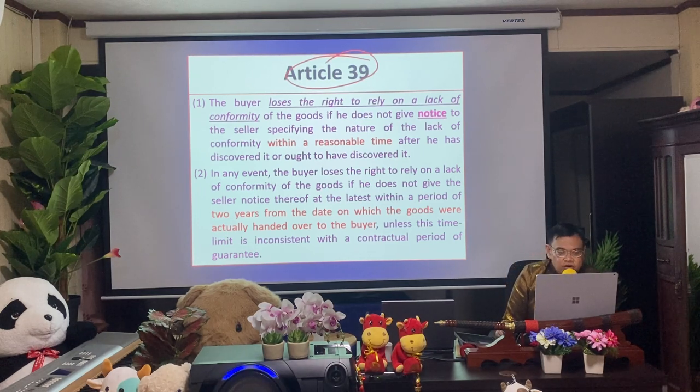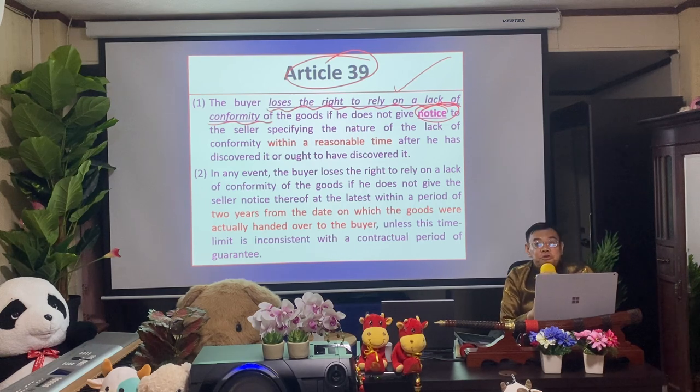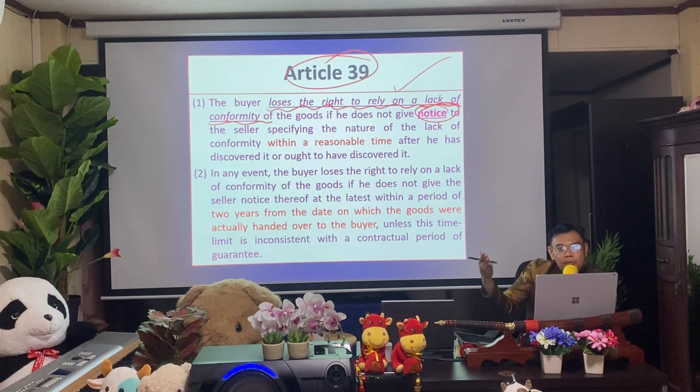Article 39 provides as follows: the buyer loses the right to rely on a lack of conformity of the goods if he does not give notice to the seller, specifying the nature of the lack of conformity, within a reasonable time after he has discovered it or ought to have discovered it. The important thing is that this is a duty to give notice of the lack of conformity. If the goods do not conform with the contract in any aspect, be it quality, description, packaging, or any other thing, the buyer will have to give notice of the lack of conformity to the seller.